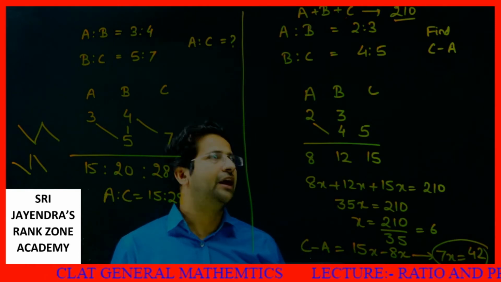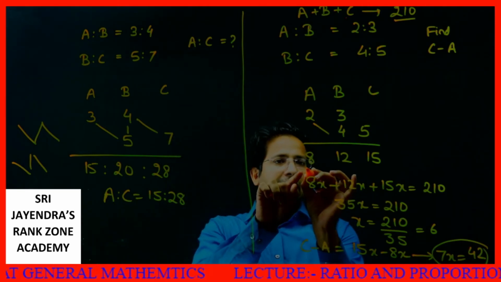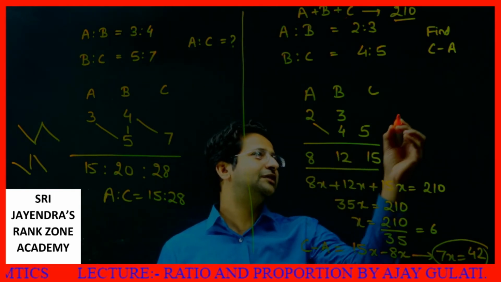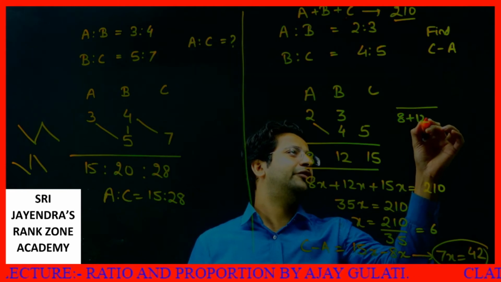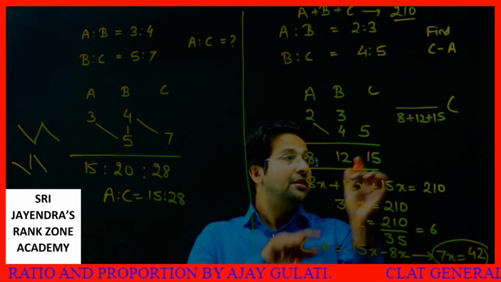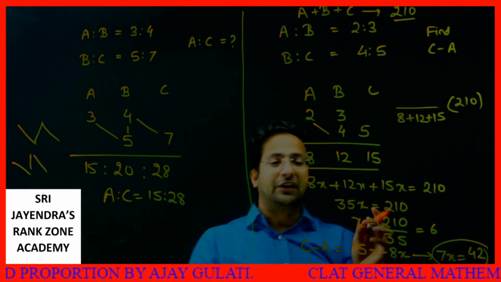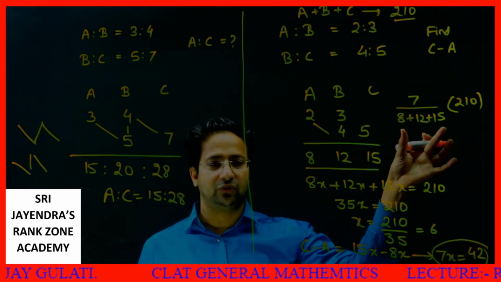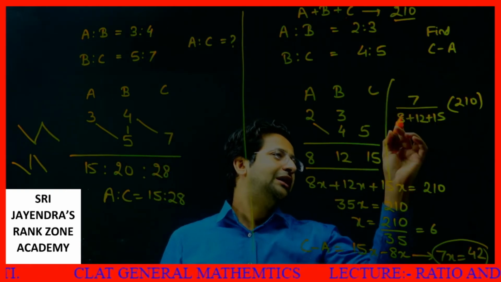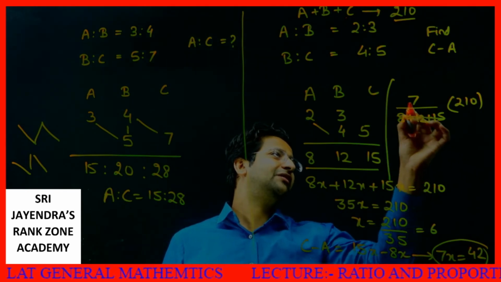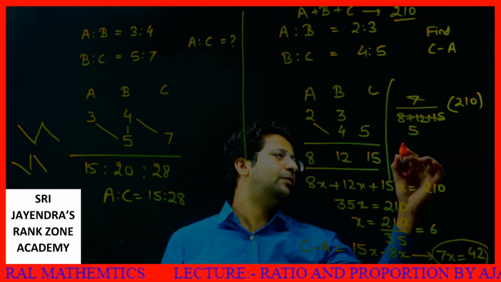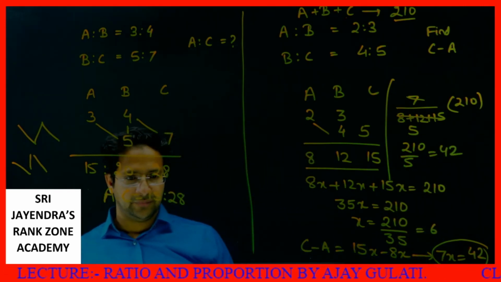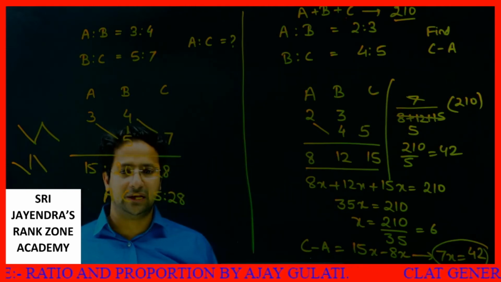This is the answer. The other way could have been, look. This is ABC, 8, 12, 15. What is the sum? Like I told you earlier, this total is 210. What is the difference? Difference is 7 parts out of 8 plus 12 plus 15 out of 210. I told you the sum is 35. If you cancel 35 by 7, you will get 5. 210 by 5, this is your answer. You can directly say 42. I hope all of you have got the concept very clearly.